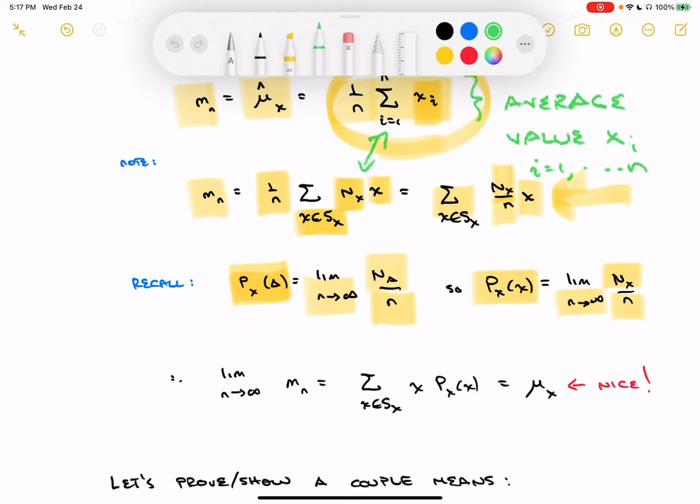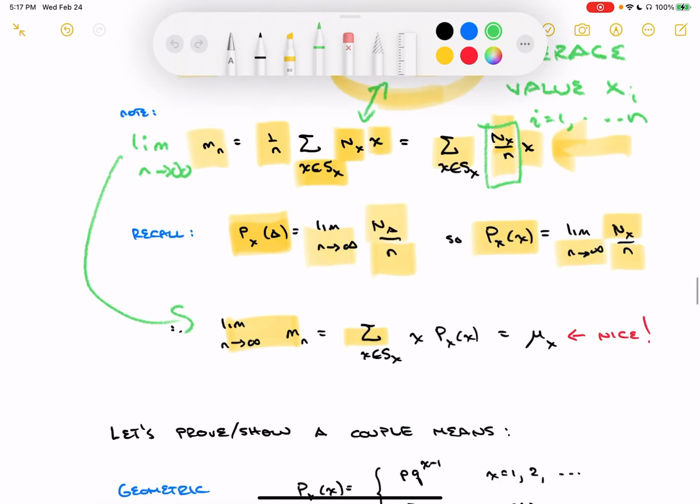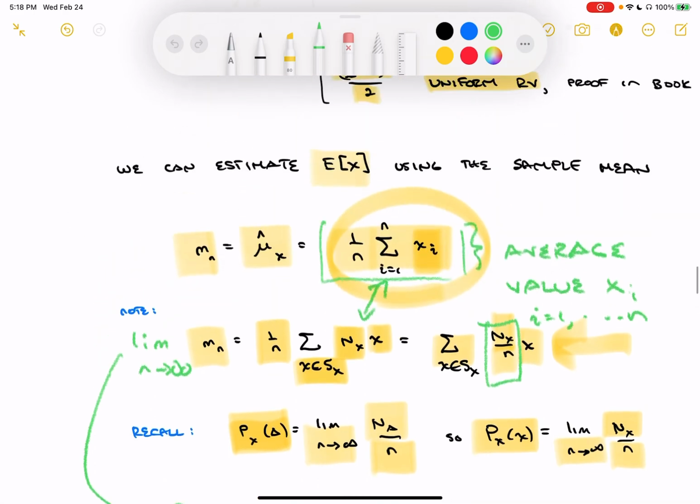So if I do a limit as n goes off to infinity, what do I get? I get this guy down here. That's the sample mean in the limit. The sample mean in the limit is going to be just that same sum again, but instead of this n_x by n, we know what that is in the limit. That's p of x. So I get a sum over all x in the range space S_x, of x times p_X of x. Well, that is our definition of the mean.